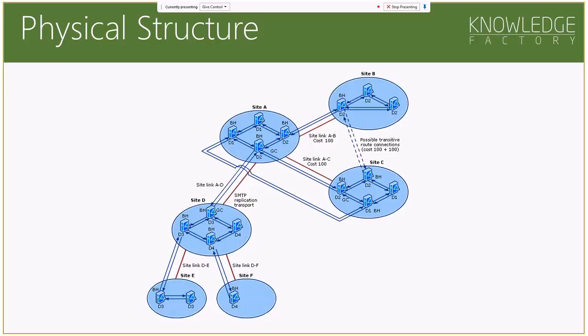So that means replication between site B and site C is automatically routed through site A to avoid the more expensive transitive route, and connections are created between site B and site C only if replication through site A becomes impossible, and impossible meaning the network goes down or the bridgehead server is dead.